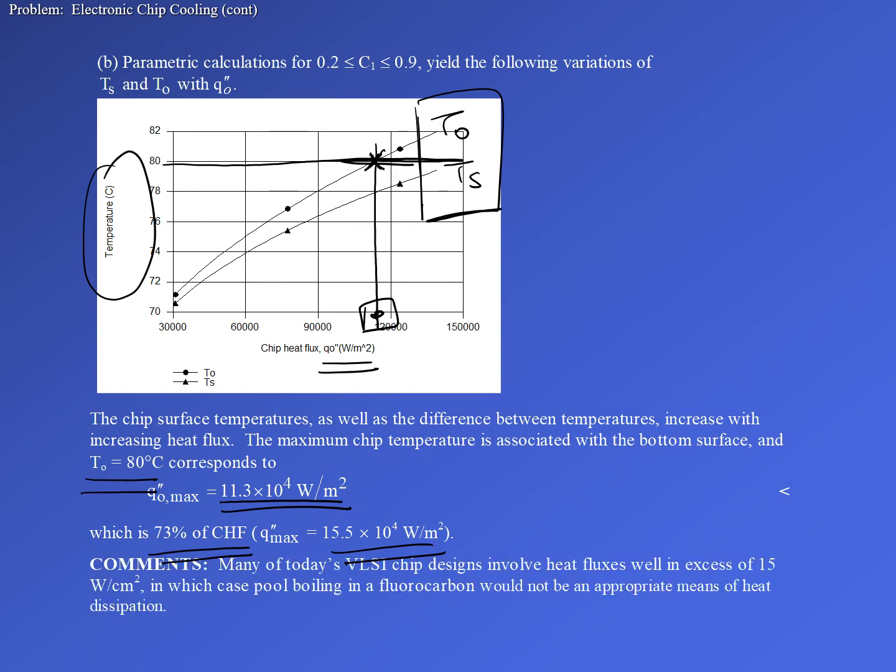Nowadays, just to comment, the VLSI chip designs we work with typically have fluxes which are more than 15 watts per centimeter square. So this is 11.3 watts per centimeter square. Check the units: this is 11.3 watts per centimeter square, and we are dealing with typically more than 15 watts per centimeter square. So that means that this liquid that we have taken, fluorocarbon, would not be appropriate. So we have to choose another liquid which allows a higher value of this Q double prime from the surface.